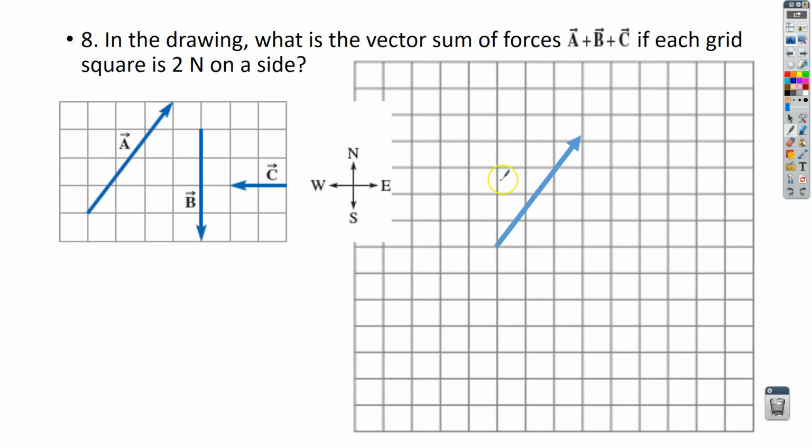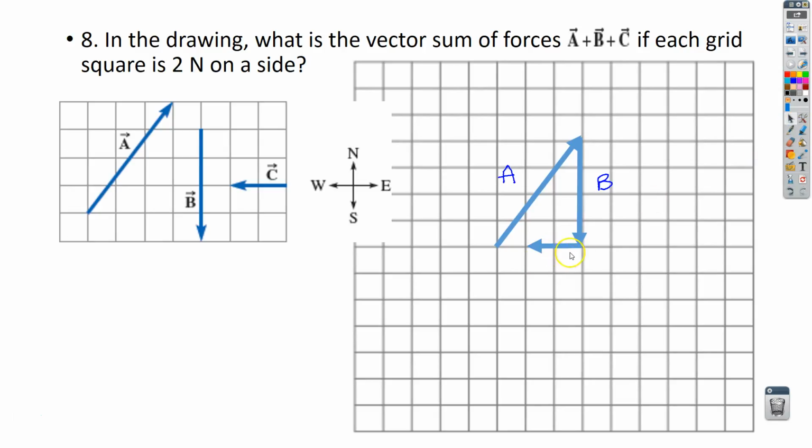So there is our A vector itself. Then we're going to go through and draw the B vector. So here is our B vector. Remember, we want to go head to tail. So we started here, drew our first line. Now we're going head to tail with the second line. And then finally we need to do head to tail with the third line.